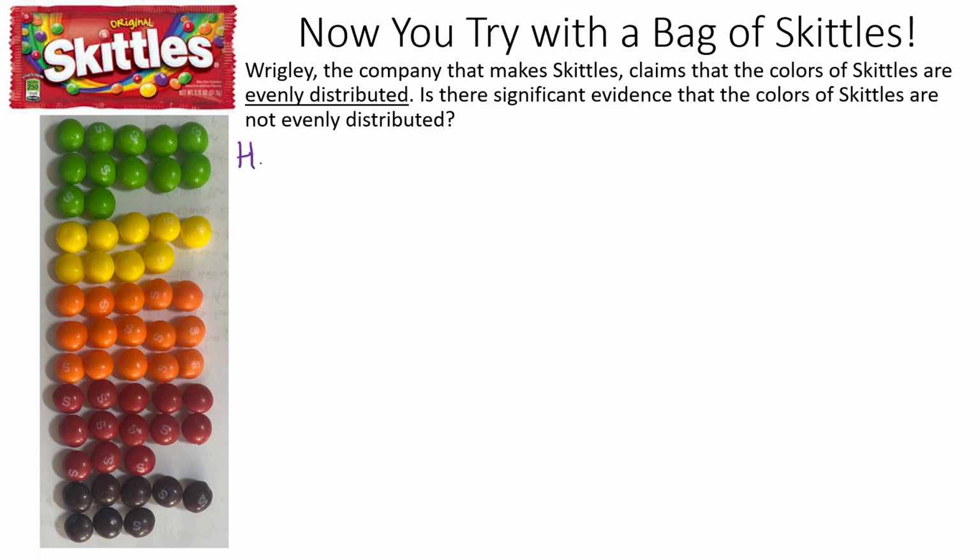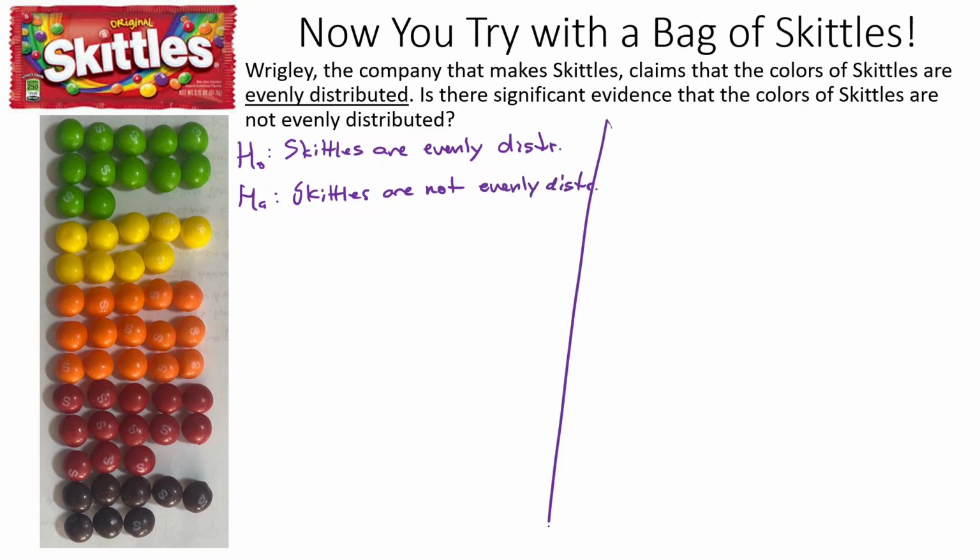So our null hypothesis here is that Skittles are evenly or uniformly distributed. Our alternative hypothesis will be that they are not. So Skittles are not evenly distributed. All right, and the only other thing I need to put here is my alpha is 0.05.